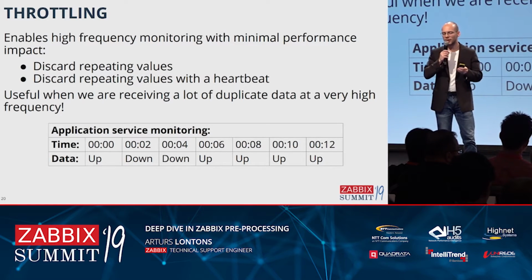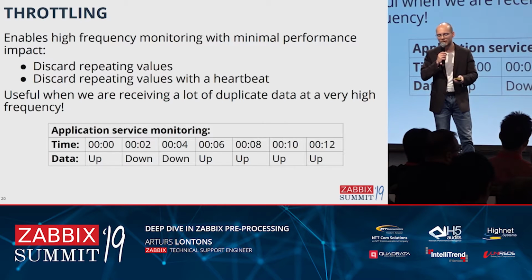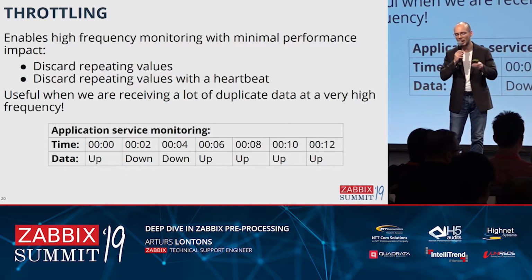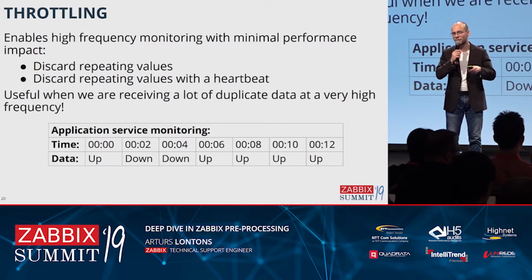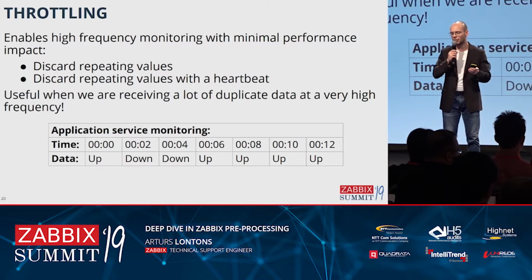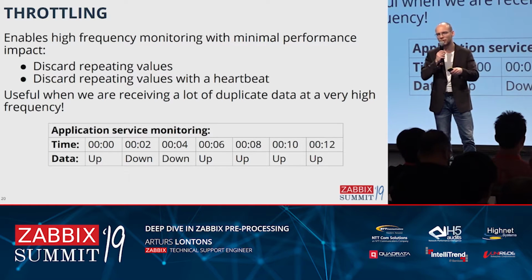With discarding repeating values, we can just ignore those repeating ups and downs and just store the value when it changes. Or we can also define a heartbeat. So the data is discarded by default and stored at the heartbeat frequency, say every 30 seconds.